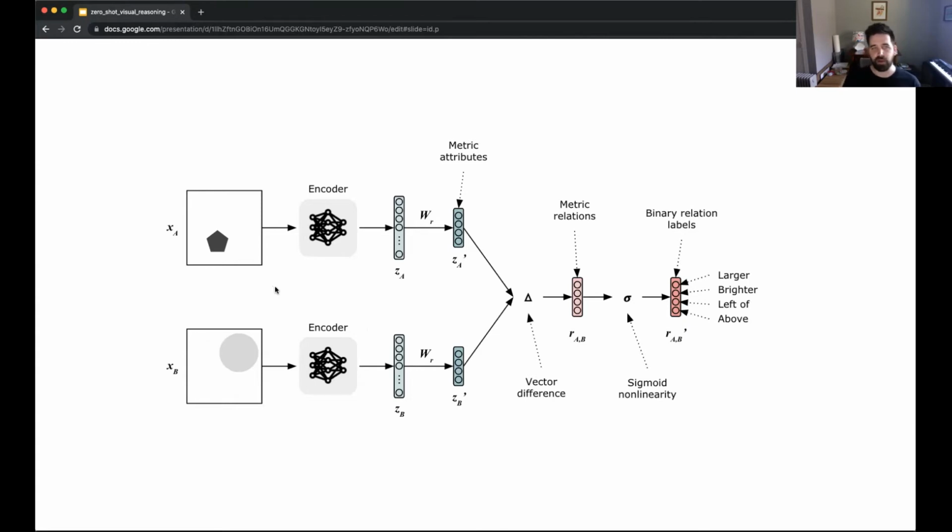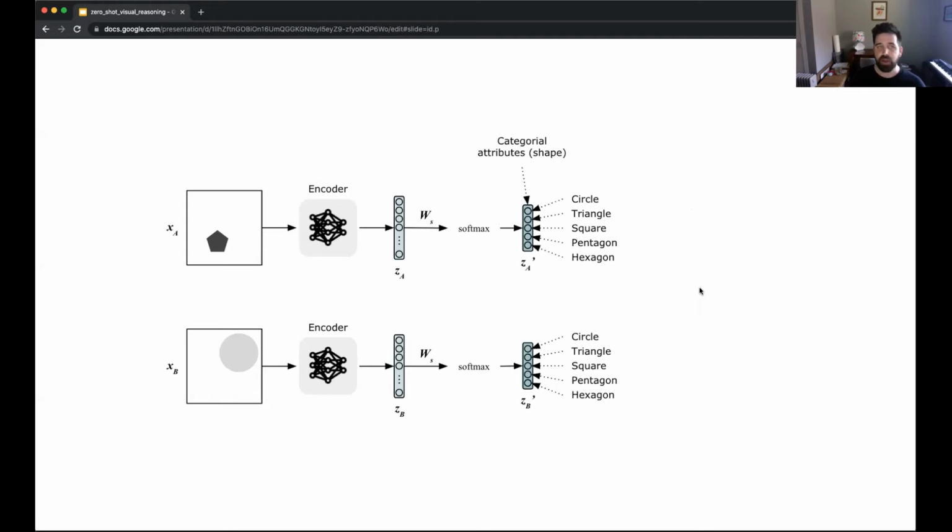And by setting up the model with a few key inductive biases, we can naturally extract from this both a representation of the metric relations, which tell us, for instance, how much larger one object is than the other, and also the metric attributes, which tell us, for instance, how large an object is on its own. Just to clarify, the metric relations and the metric attributes are not a source of supervision. These are representations that just emerge as hidden representations in between the image and this simple binary source of supervision.